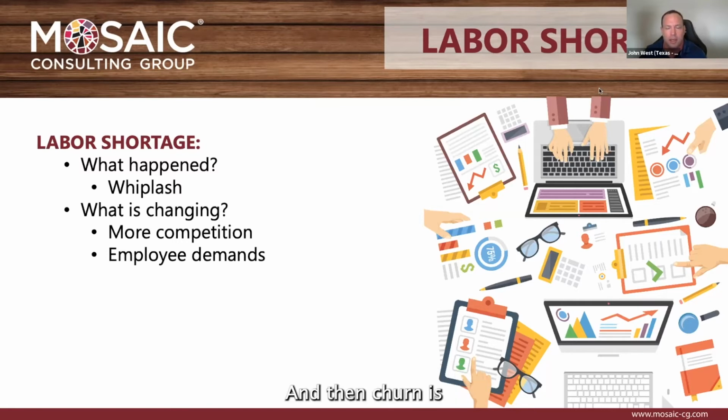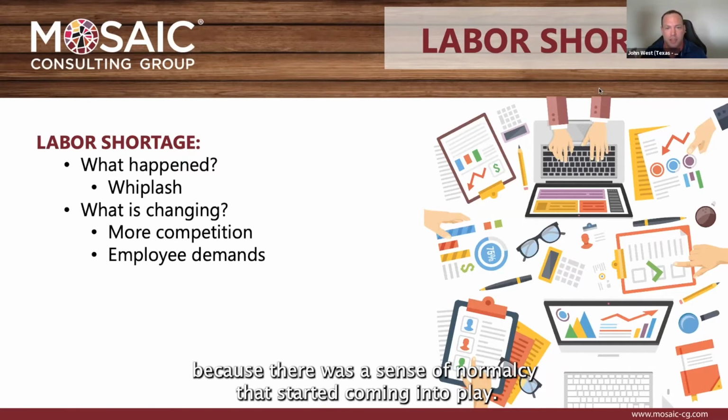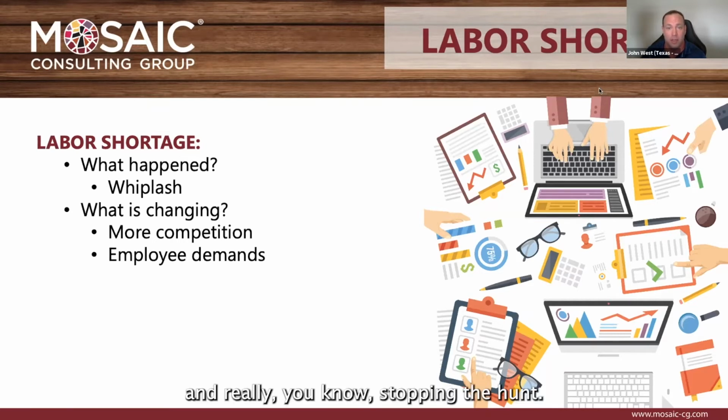And then churn is kind of high right now, which is good for trying to fill in a workforce. It can be bad if you're losing folks. Because there was a sense of normalcy that started coming into play, and so people started looking for other jobs, willing to take a little more risk in job changes. But now with the Delta and Mu variants and all this uncertainty kind of coming back into play, we might start to see a reduction of churn. People might start locking down in their jobs and really stopping the hunt. So we might see some churn reduce there. It's a really interesting time.